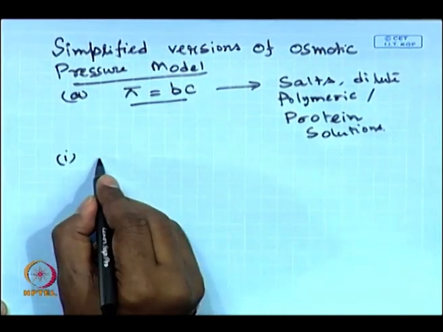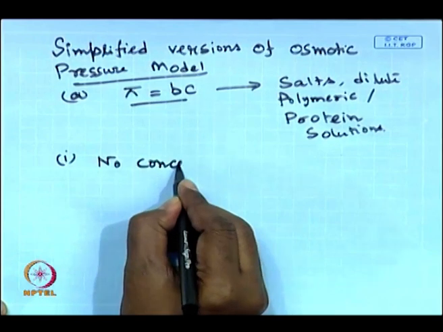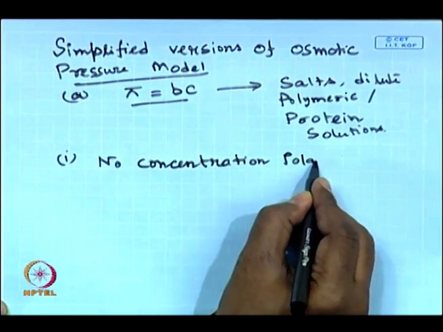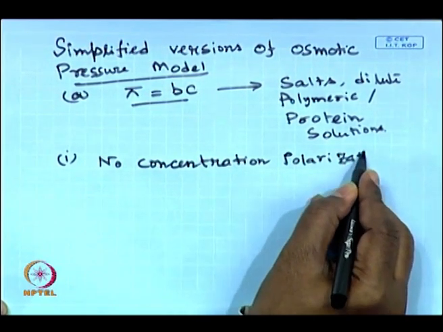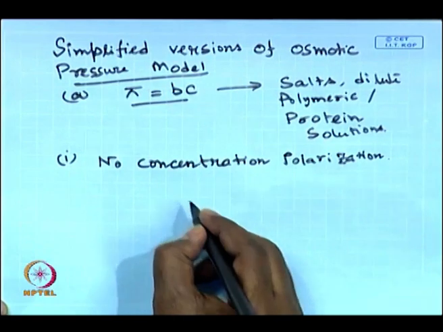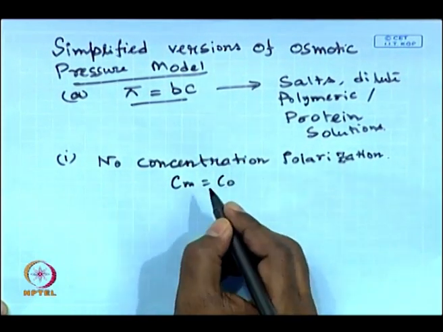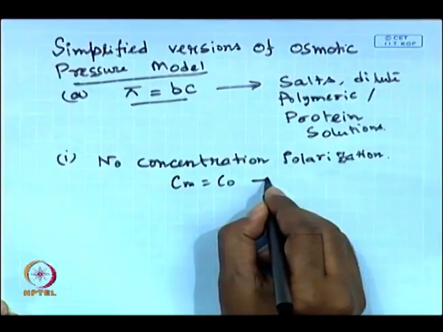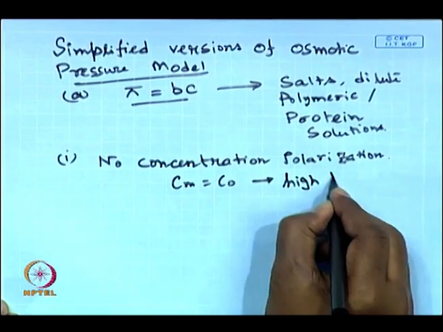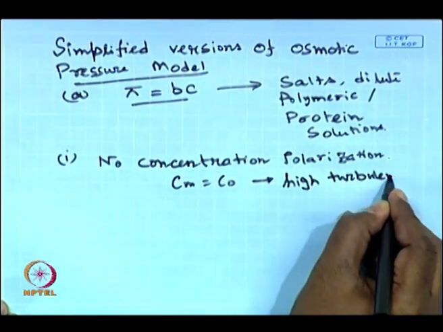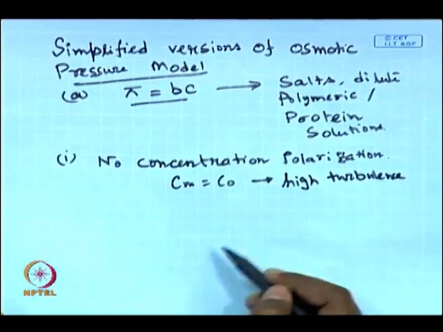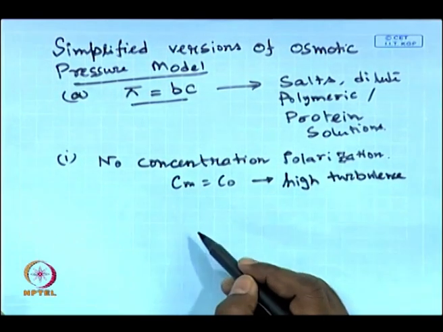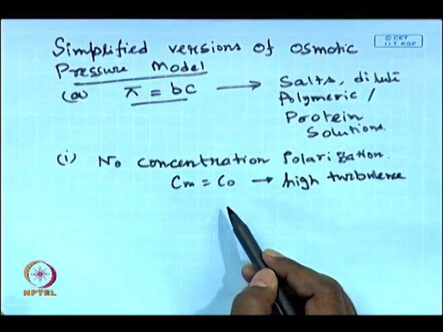The first case is no concentration polarization. When that can happen, that means Cm is equal to C naught. That can happen when you have very high stirring speed or turbulence in your feed channel. In this case, the concentration is so uniform in the feed chamber that there is no polarization. The concentration of the solute throughout the feed chamber is always C naught.